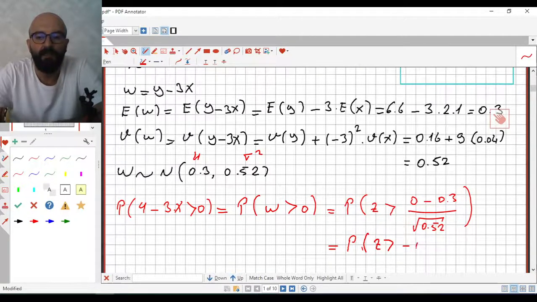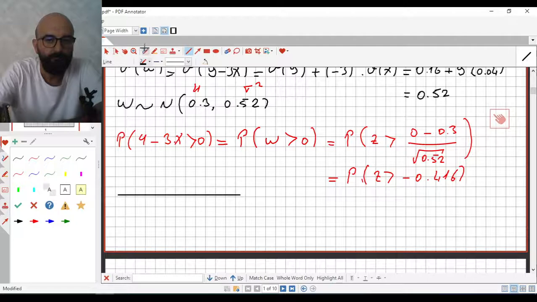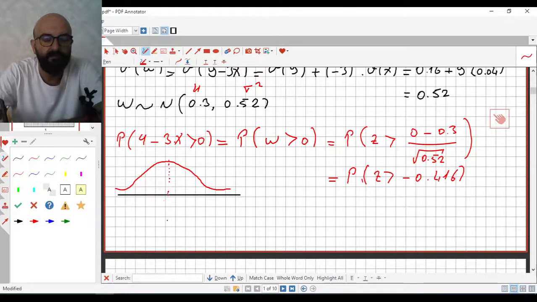Minus 0.416. Okay, now I want to draw the normal distribution graph, and I want to show you something. This is a normal graph, and the middle is the point 0, our value is minus 0.416 here, and we want to find this area.